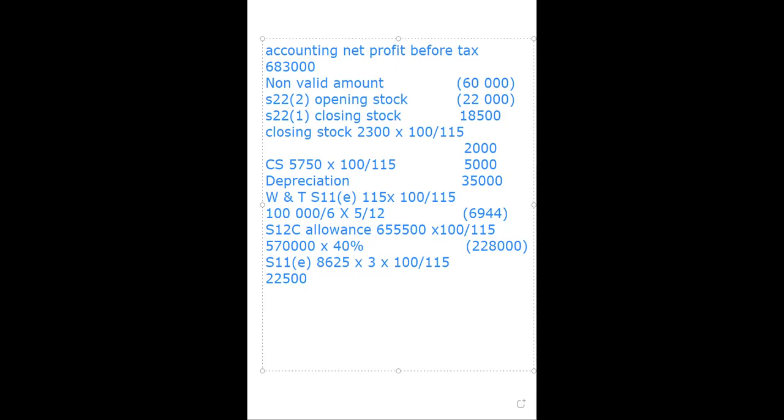Also note when it was put into use, it was the 1st of April, so there's no apportionment, because remember our year end is 31st March, so our year starts on 1st April. So it's going to be 22,500 rand divided by 3, and that will be our allowance. Our allowance is going to be 7,500 rand.